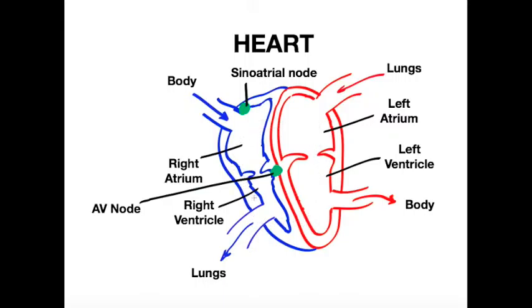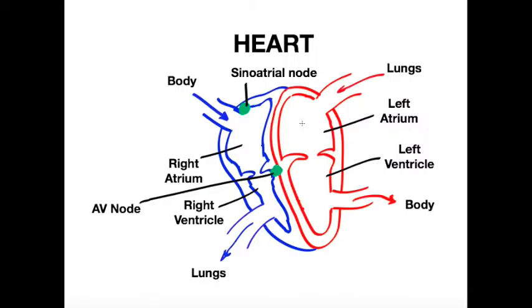Now the right side of the heart here brings blood back from the body, passes it through the right atrium through a valve here, and into the right ventricle. The right ventricle then pushes that blood to the two lungs, where the blood collects oxygen and then brings it back to the left side of the heart here, into the left atrium.